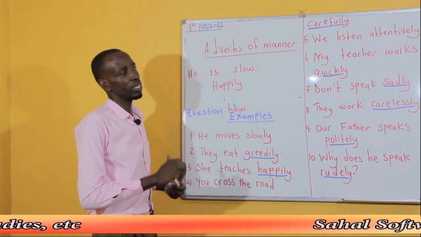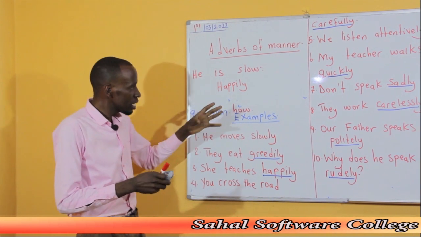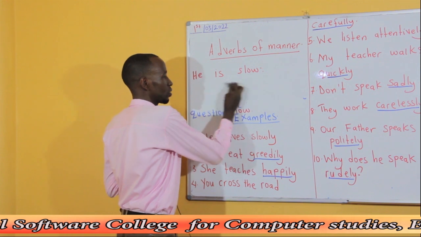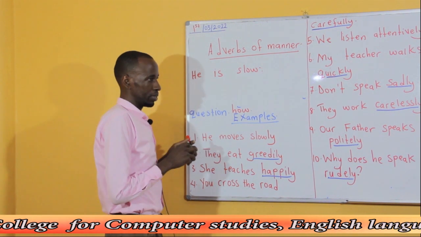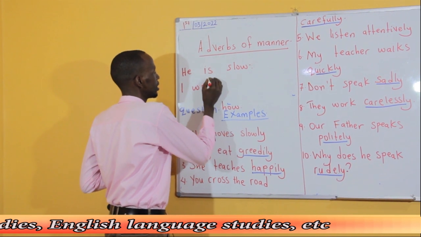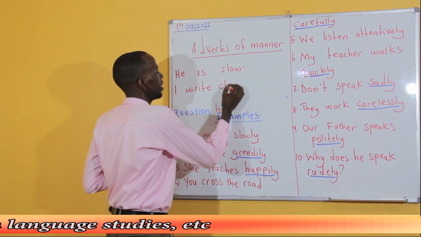I don't know whether you are getting what I'm saying. So when you are talking about how the action is done, then you focus on the action. You don't focus on the subject. For example, I can say, I write clearly.